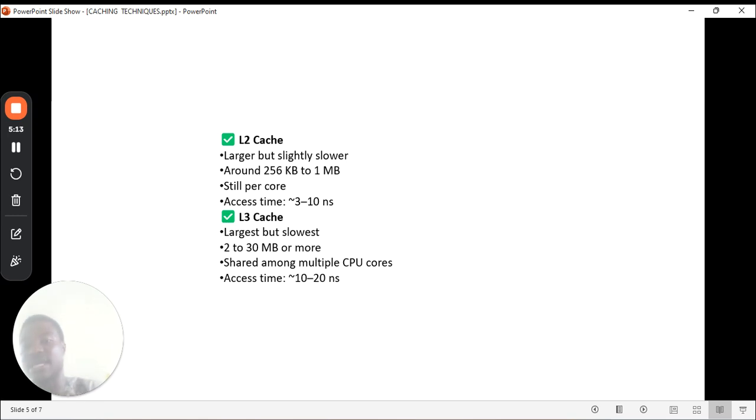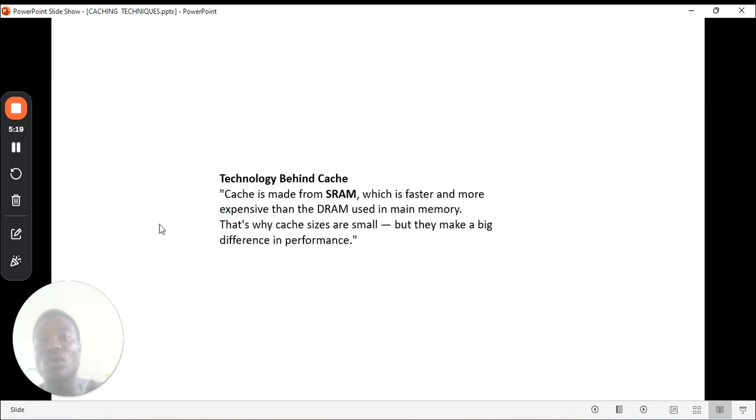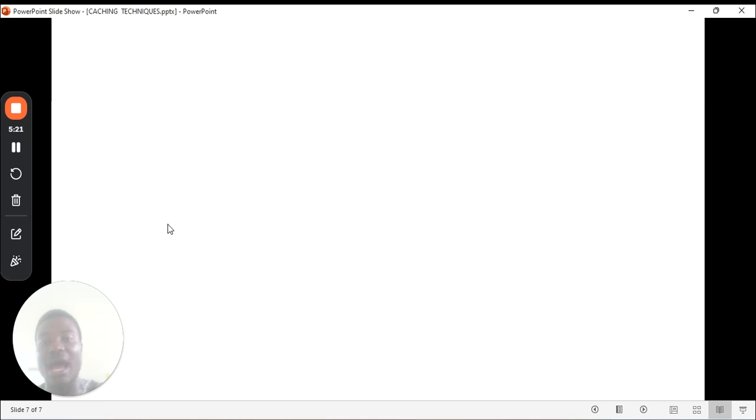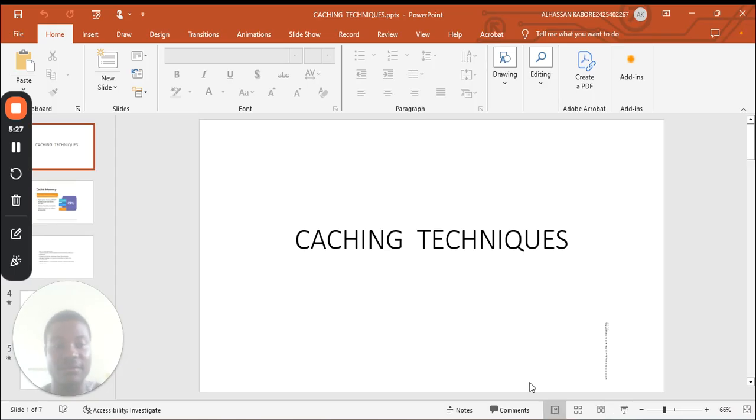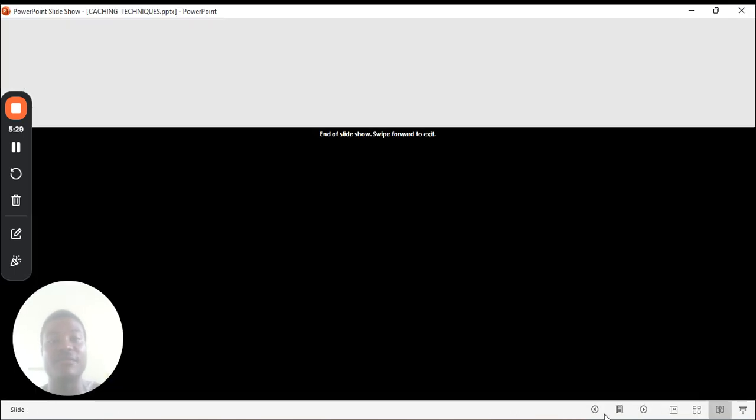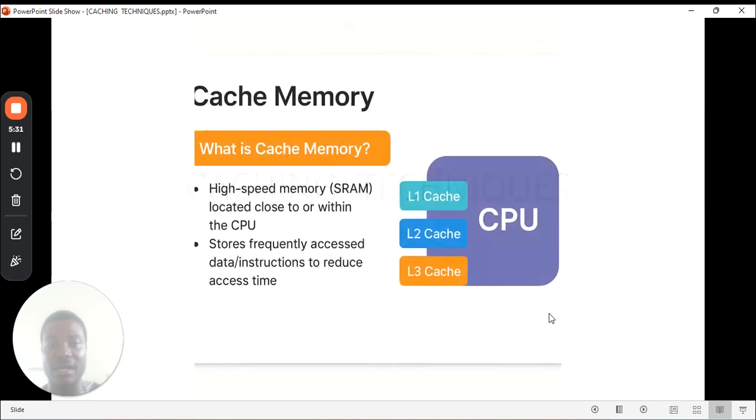So we can see clearly that the first level is very fast.